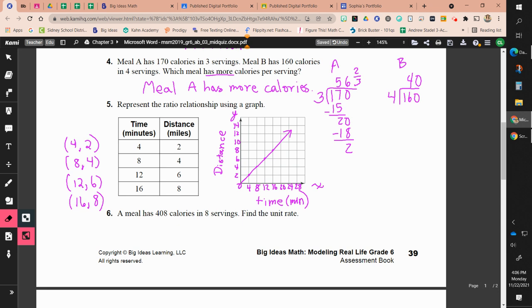Now, the things that I will take points off for is if you accidentally put time here instead of here. We want the time on the x-axis. We want words telling us what these axes mean, okay? And then, of course, we want to know where you're putting your dots. So your dots need to be visible along with your line, okay?